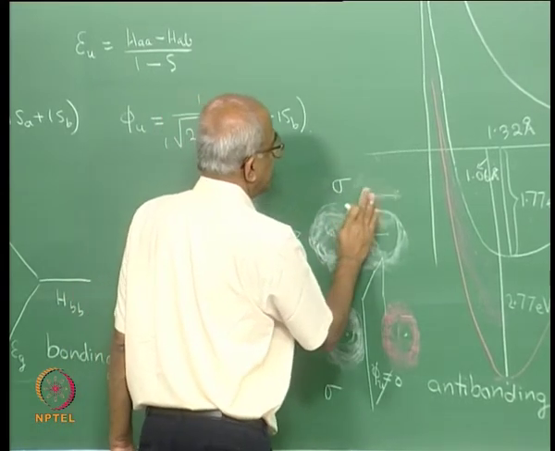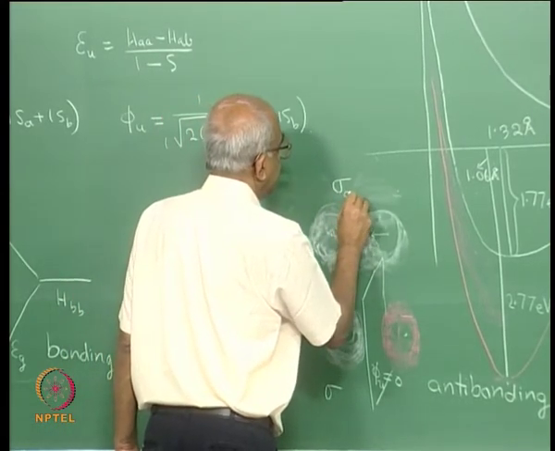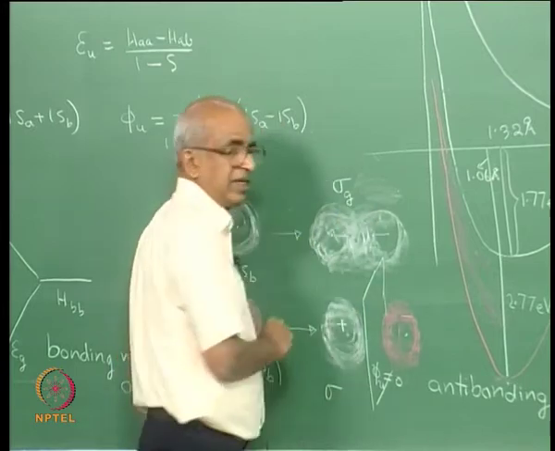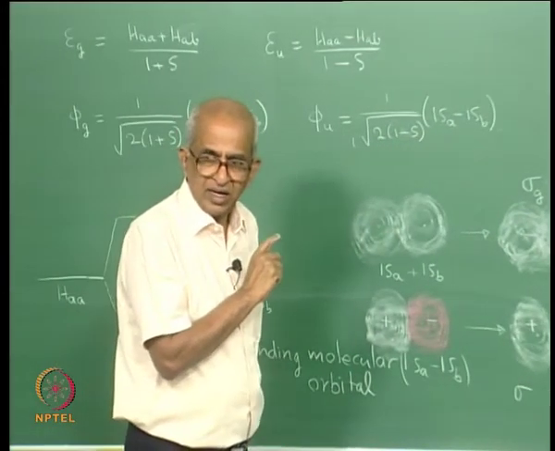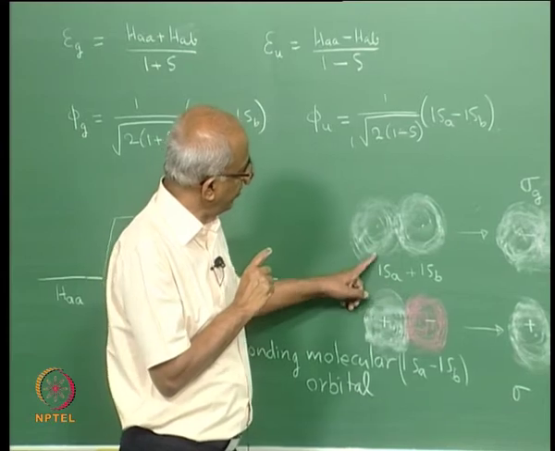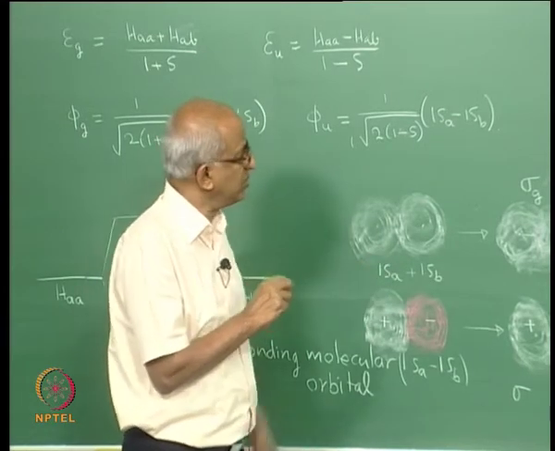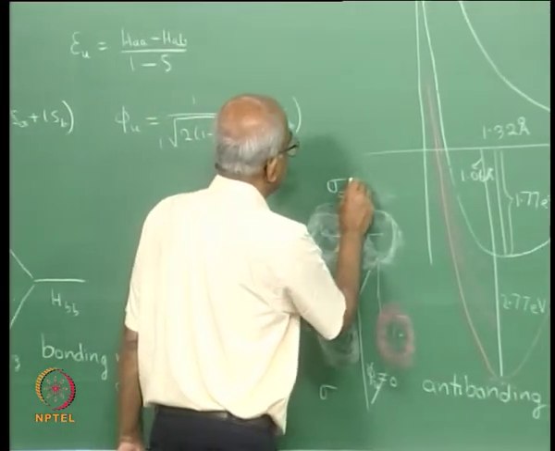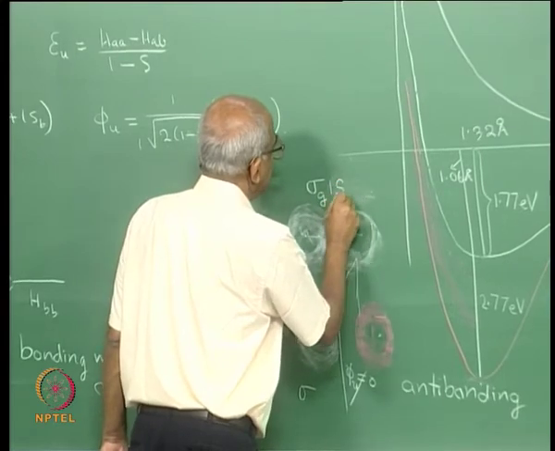I said it is a sigma type orbital, but now I am more specific, it is a sigma g orbital, and it has been obtained by combining together 1s A and 1s B. So, that also I will indicate and say that it is a sigma g 1s orbital.